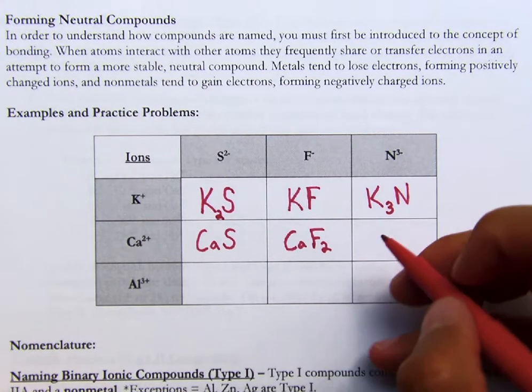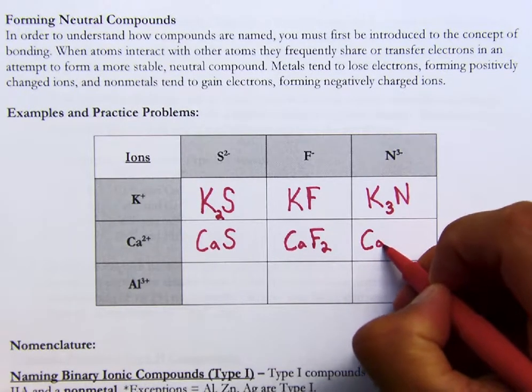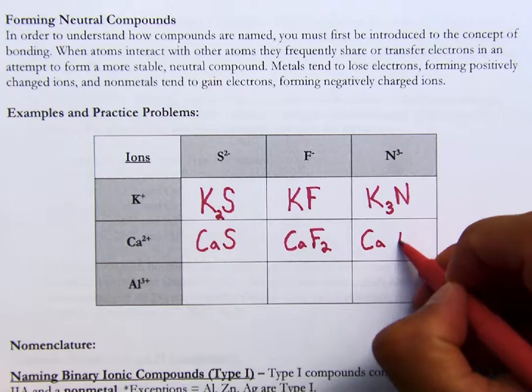Now this next one's pretty confusing. You have calcium, Ca, and then you have nitrogen, which is N.